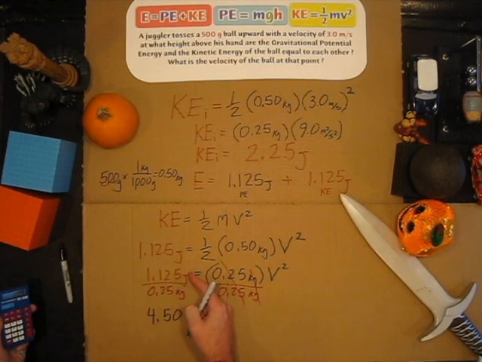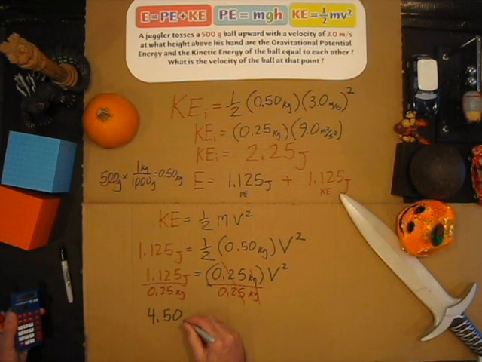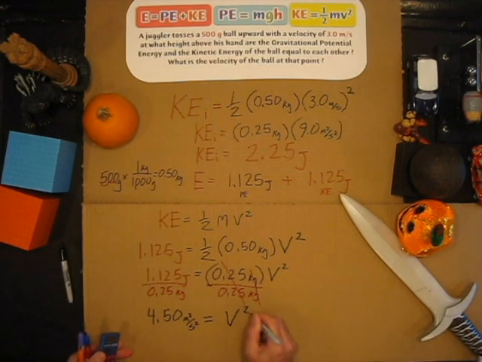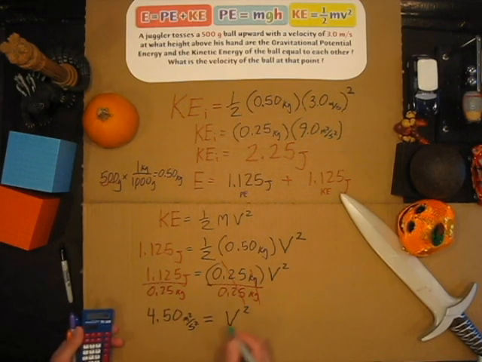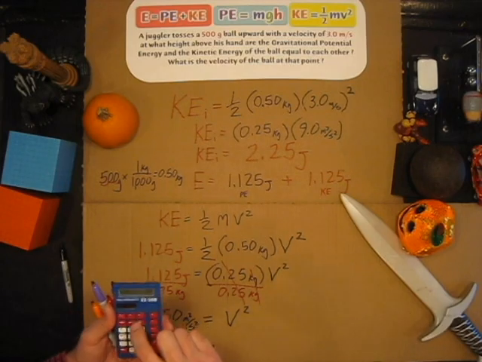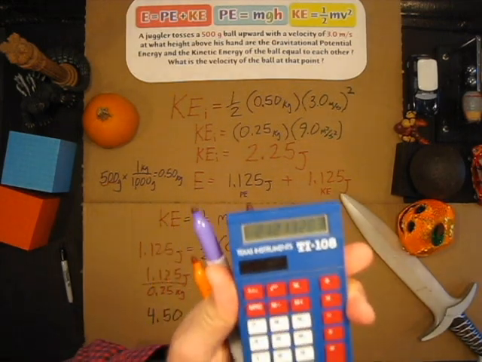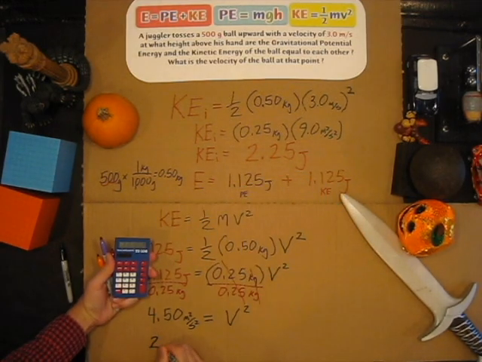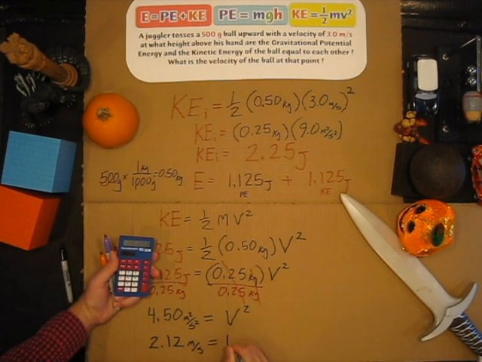So remember, a joule is a kilogram meter squared per second squared. So the kilogram part is going to cancel, and you'll have meters squared per second squared. And that, of course, equals v squared. Well, that makes sense, because those are the units of velocity squared. So then if we take the square root of both sides, what's the square root of 4.5? Square root, this radical function, 2.12 meters per second equals v.